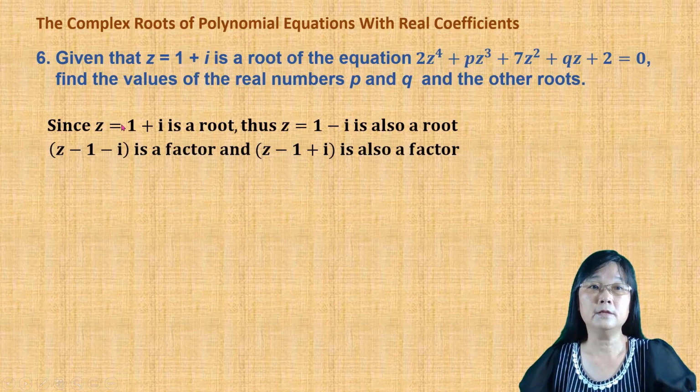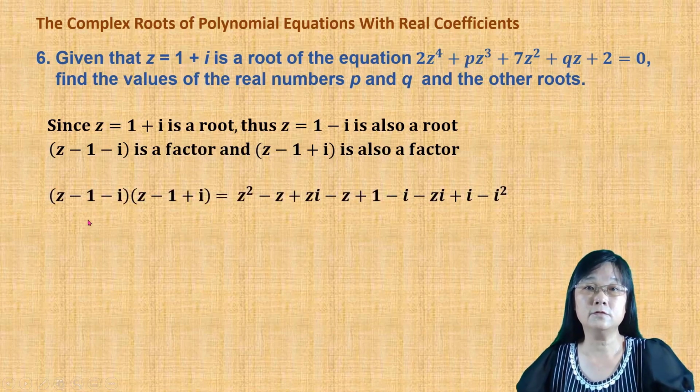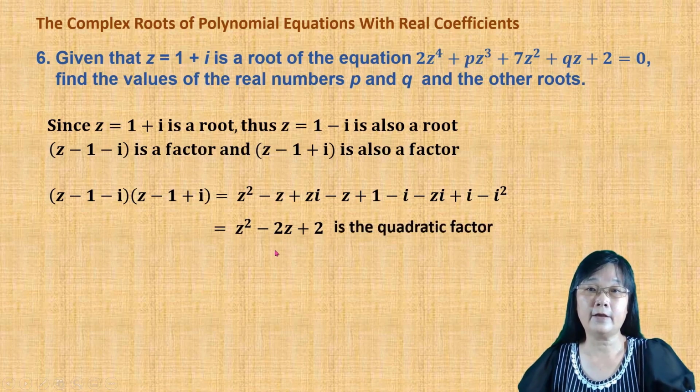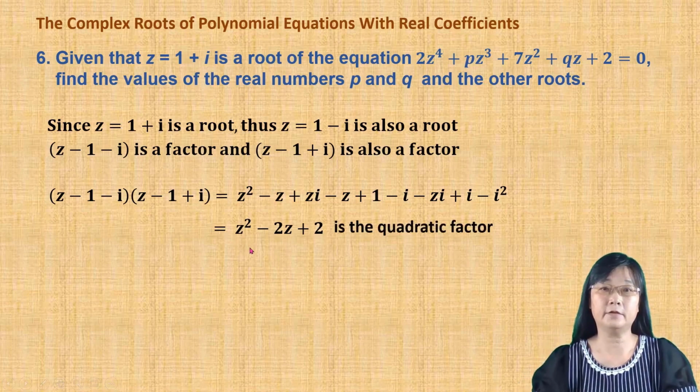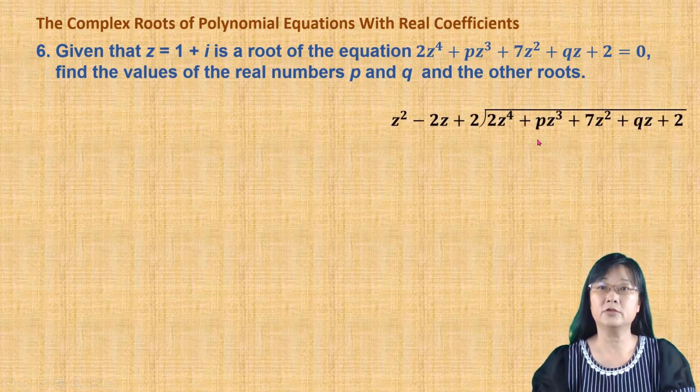From these two roots, we get two factors. One is z minus 1 minus i, the other one is z minus 1 plus i. When we combine these two factors and simplify, we get this quadratic factor. After I have got the quadratic factor of this polynomial, now when I look back at the question, I could use this quadratic factor to carry out the long division.